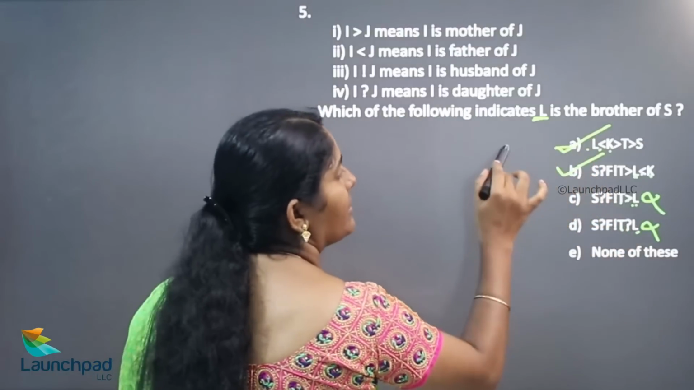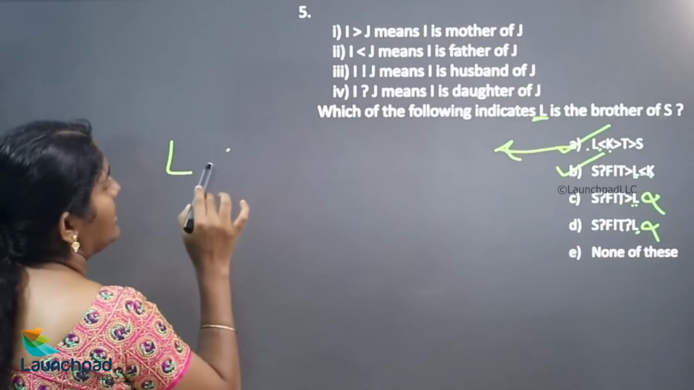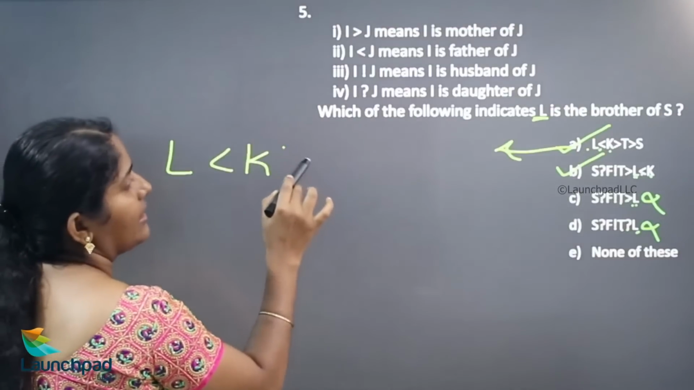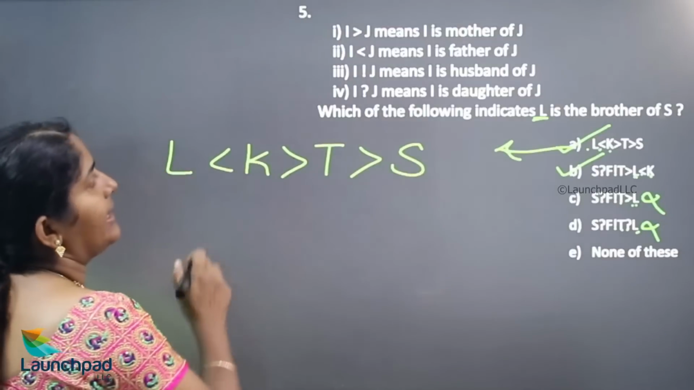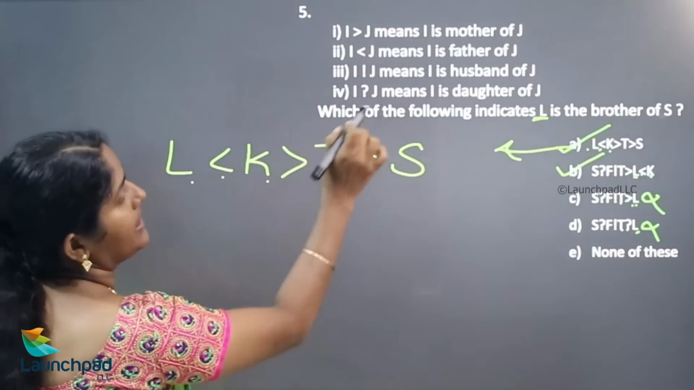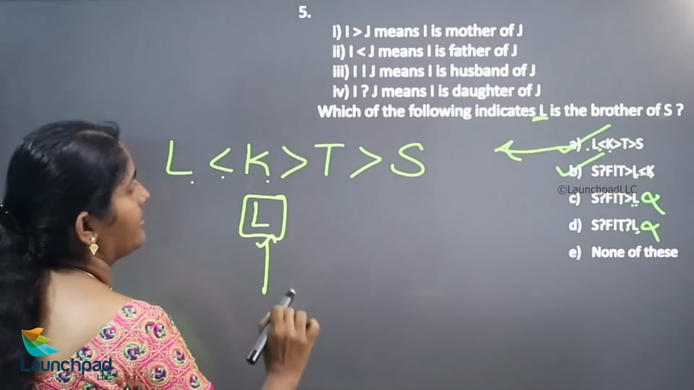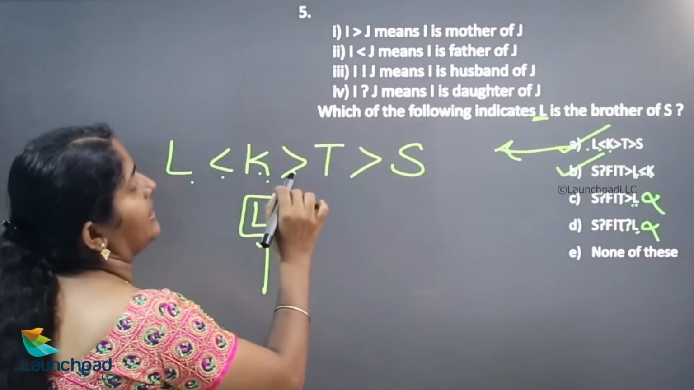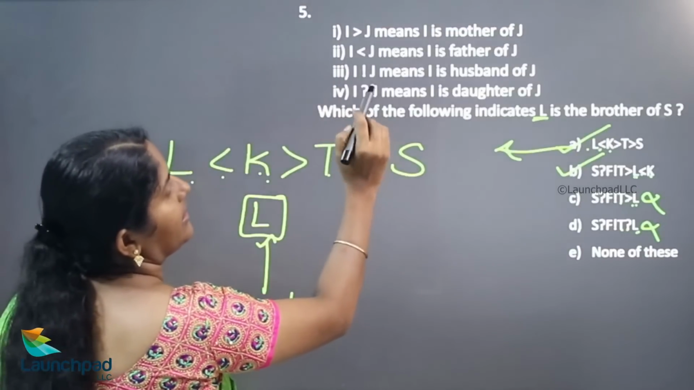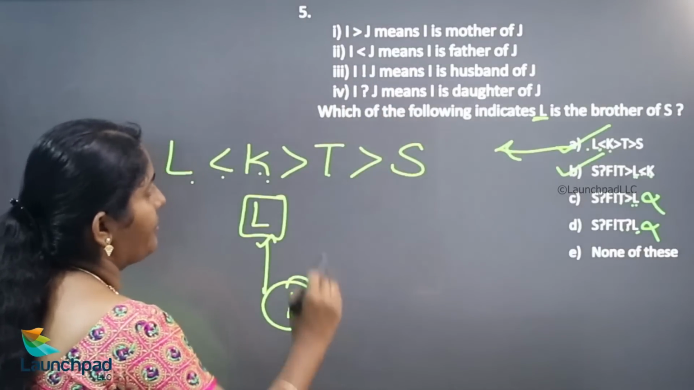We take the first option first of all. L less than K, greater than T, greater than S. L less than K means L is the father of K. Now K greater than T means K is the mother of T.